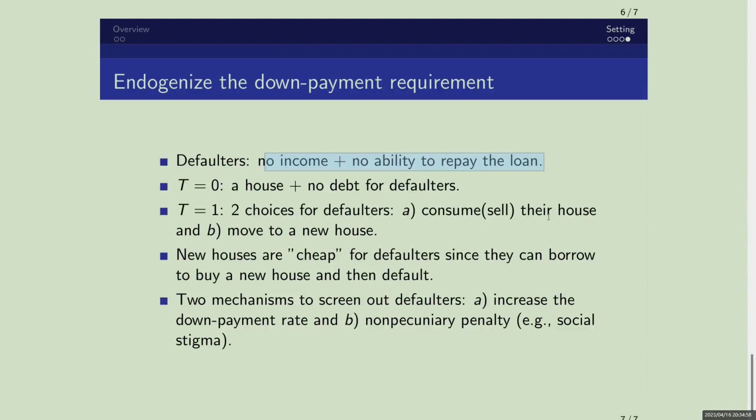And there are two mechanisms to screen out these defaulters. First, the market can increase the down payment rate. In addition, we can also impose a penalty on these defaulters, such as social stigma. And this concludes my presentation.